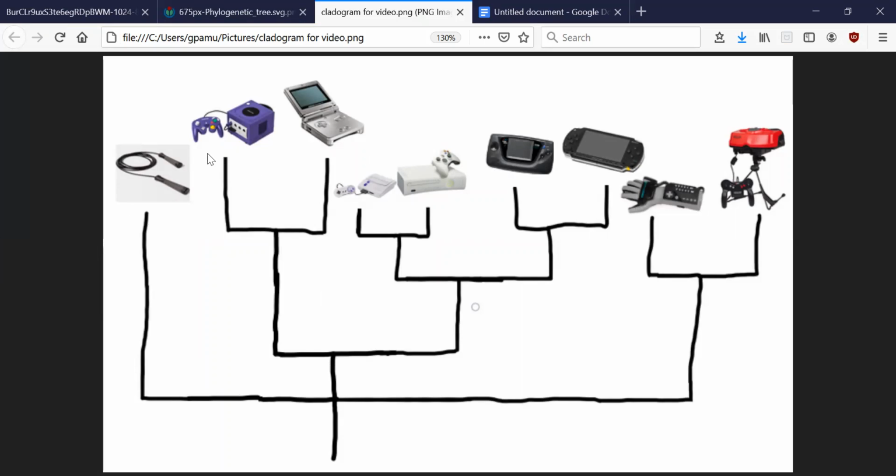The GameCube and Game Boy SP share a square shape, which means that they have a common ancestor right here. These four consoles, the SNES, the Xbox 360, the Game Gear, and the PSP, are rectangular shaped, so they have a common ancestor here. The SNES and the Xbox 360 are stationary consoles, so they share an ancestor here. The PSP and the Game Gear are handheld rectangular consoles, so they share an ancestor here. Finally, the Power Glove and the Virtual Boy are equipable consoles, so they have an ancestor here.